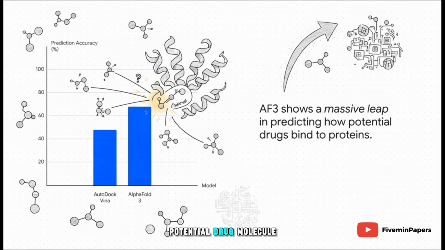Predicting how a potential drug molecule is going to bind to a protein, that is a notoriously hard problem. The old tools like AutoDock Vina, they get it right less than half the time. That's a coin flip. AlphaFold 3, it's hitting nearly 70% accuracy. I mean, that is a massive leap forward for designing new medicines.